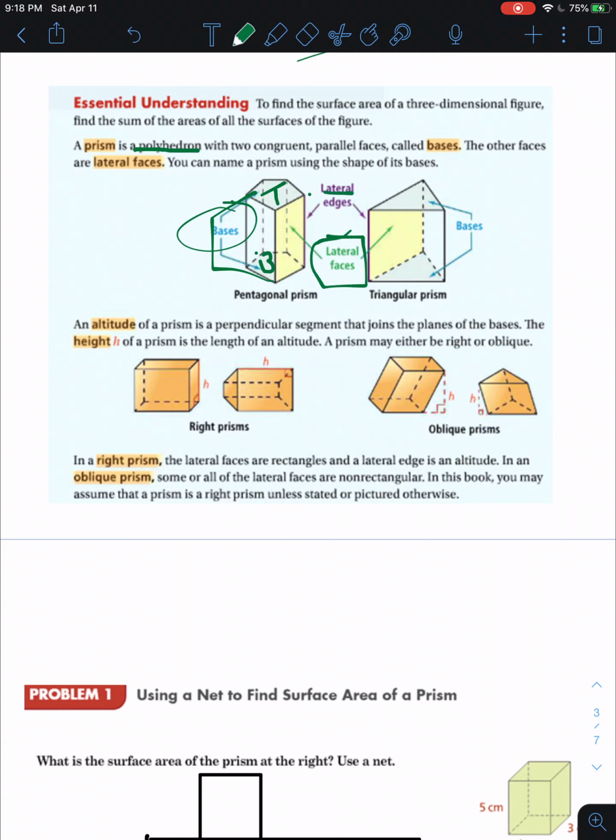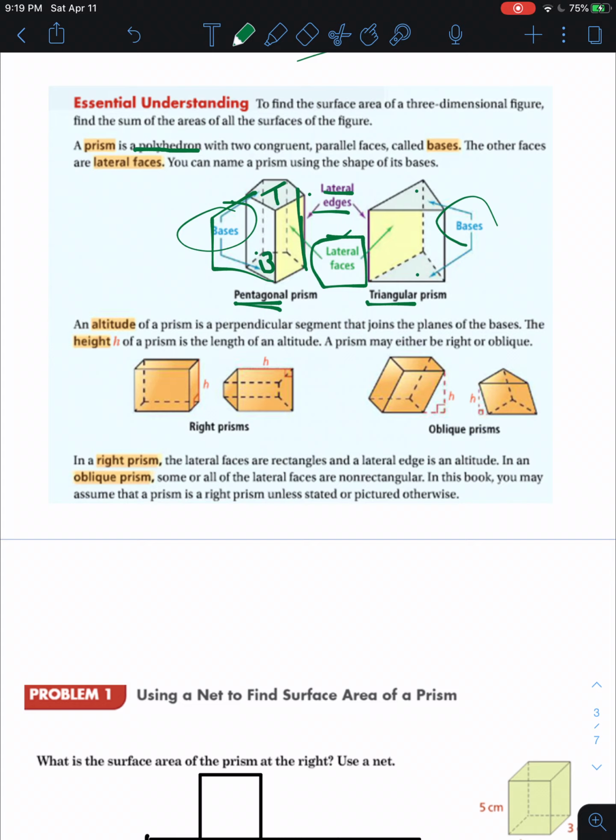Now the lateral edges would just be the height of one of those lateral faces. All right? Notice here on this triangular prism that the bases are just triangles. Okay? So we name our base. This would be a pentagonal prism. And a triangular prism gets named by the shape of the base. Since the base, the top and the bottom, are pentagons, 5-sided polygons, then it's a pentagonal prism. The top and the bottom are the triangular shape, and so it's a triangular prism.